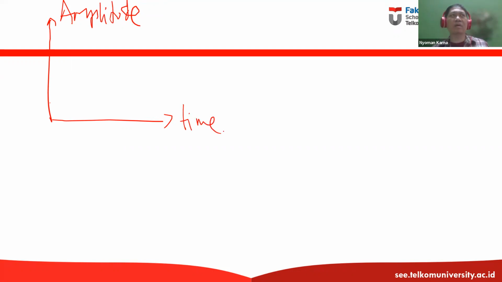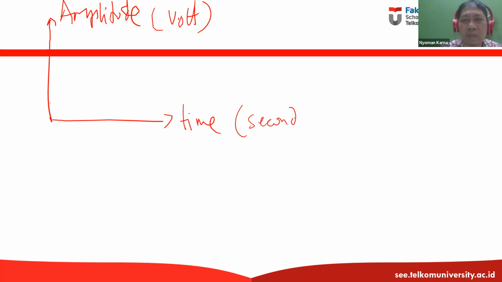And each of them will have something that we call unit of measurement. For example, in amplitude, we usually use the volt. And then for the time, we usually use something like second, or maybe millisecond, or nanosecond, etc. And in this Cartesian diagram, which has the two axes, x is time and y is amplitude. Now we can draw the signal, something like this.